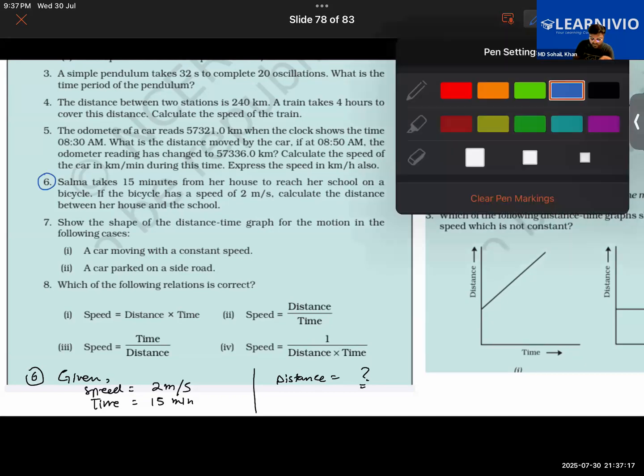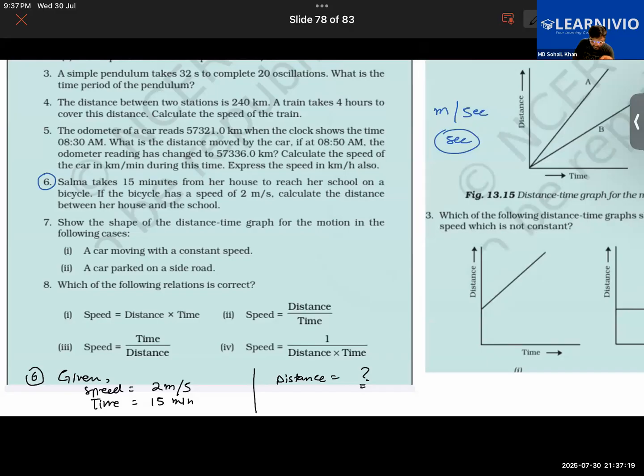Abhiraj, what is the formula to calculate the speed? Sir, can I tell the answer? Just one second. Speed equals to distance. What do you mean? Speed equals to distance. Complete the formula. Distance and time. Distance divided by time. No? Distance divided by time.